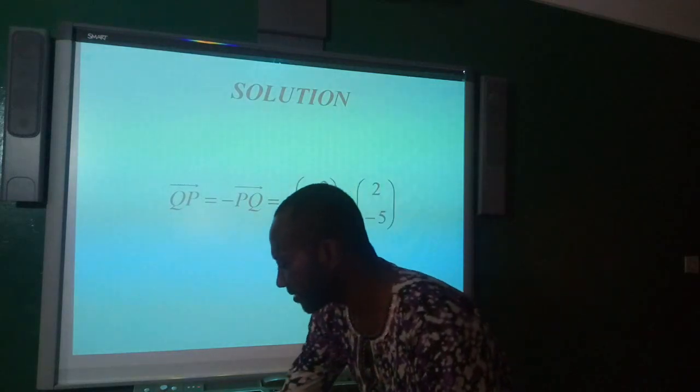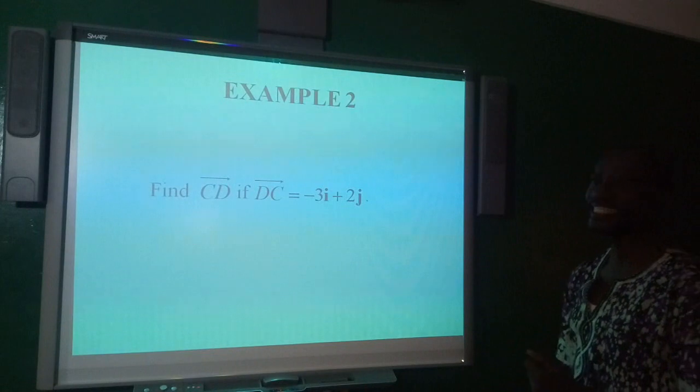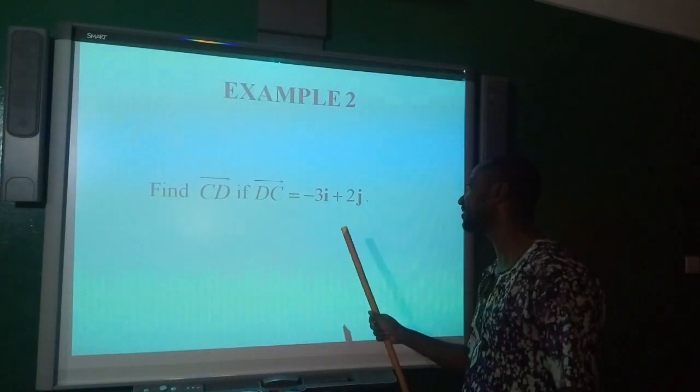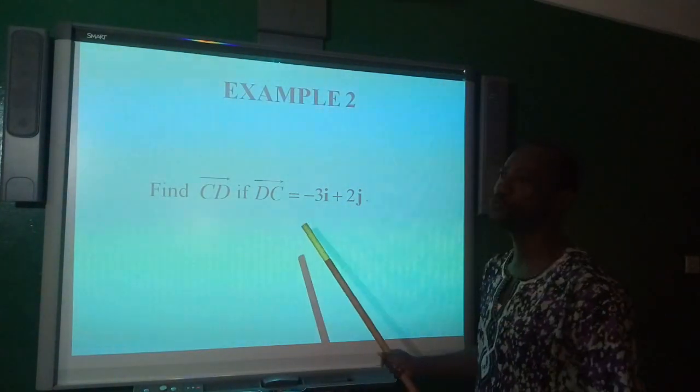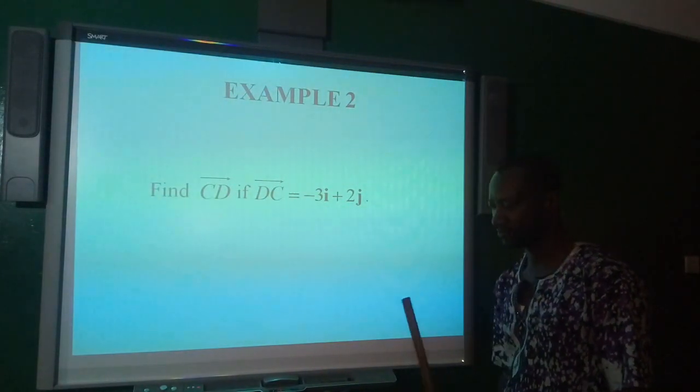Then try this example 2 for us to see. Find vector CD if DC is negative 3i plus 2j. Find the negative of this vector.